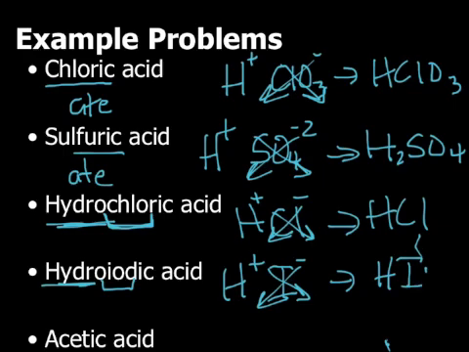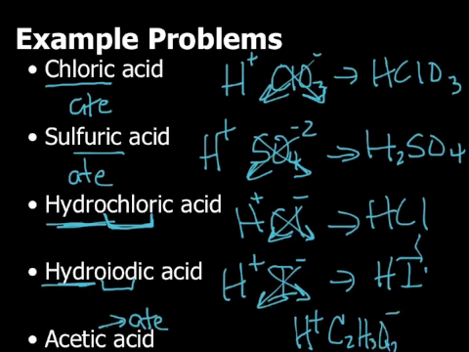Then my last one, acetic acid. I'm back to an oxyacid because there's no hydro. Acetic came from acetate. I still start with my H, so that's a plus. Acetate was C2H3O2-. So I crisscross and I get HC2H3O2 as my acid.